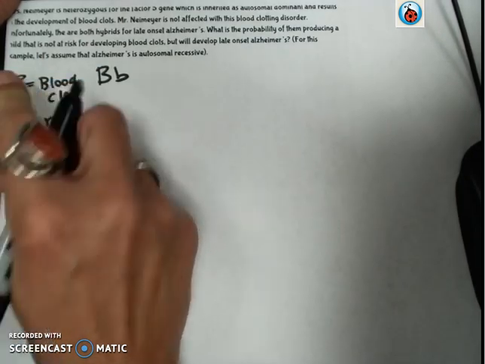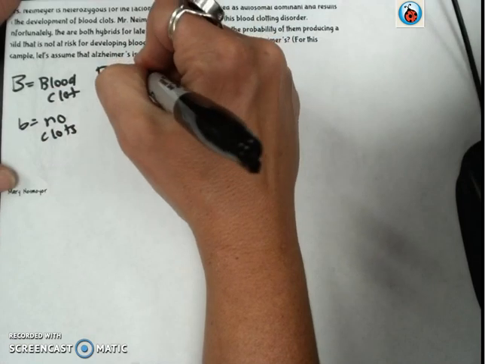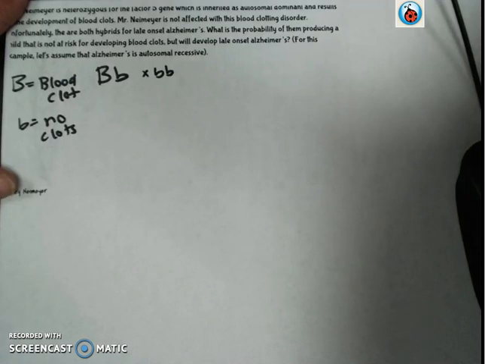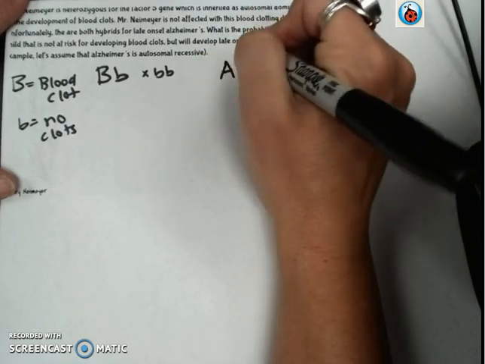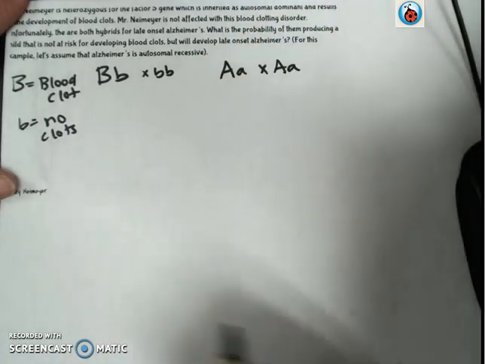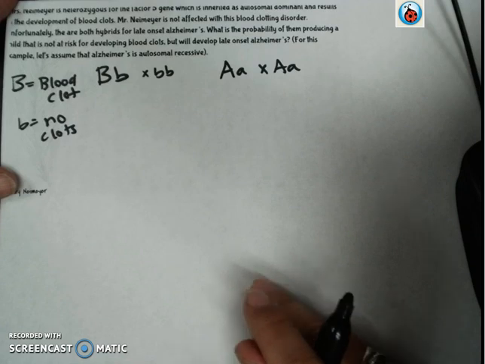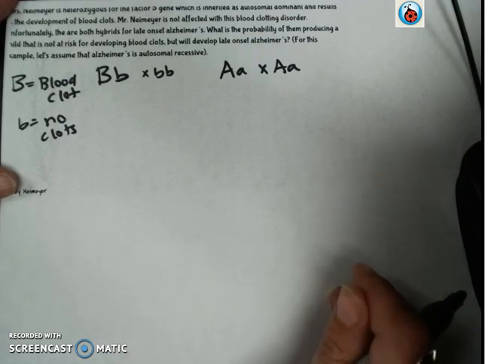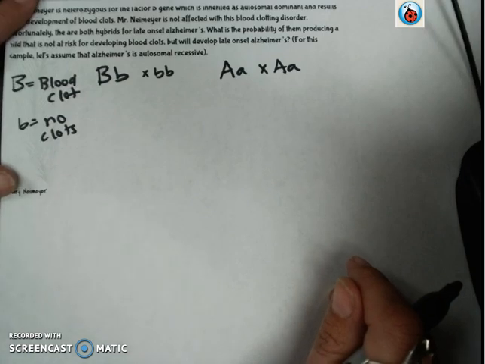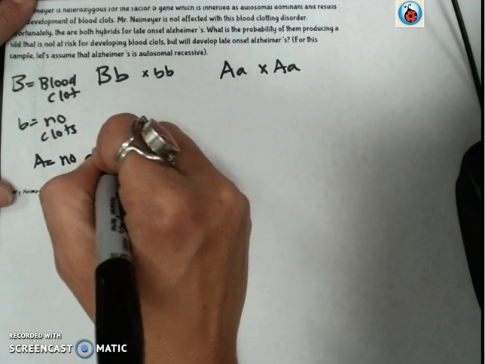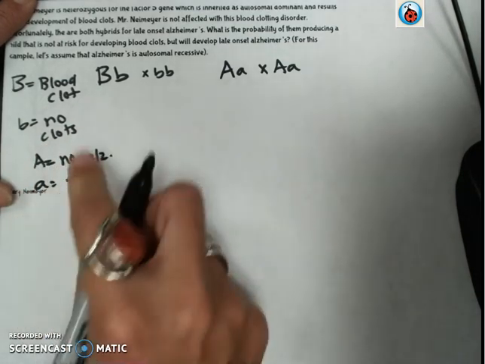So here, to be not affected by this disorder would mean that you are homozygous recessive. Okay? And unfortunately, they are both hybrids for late onset Alzheimer's. So let's go ahead and do this cross here. What is the probability of them producing a child that is not at risk for developing blood clots, but will develop late onset Alzheimer's? For this example, let's assume that Alzheimer's is autosomal recessive. So then here, no Alzheimer's, and then here is yes, they will develop it.